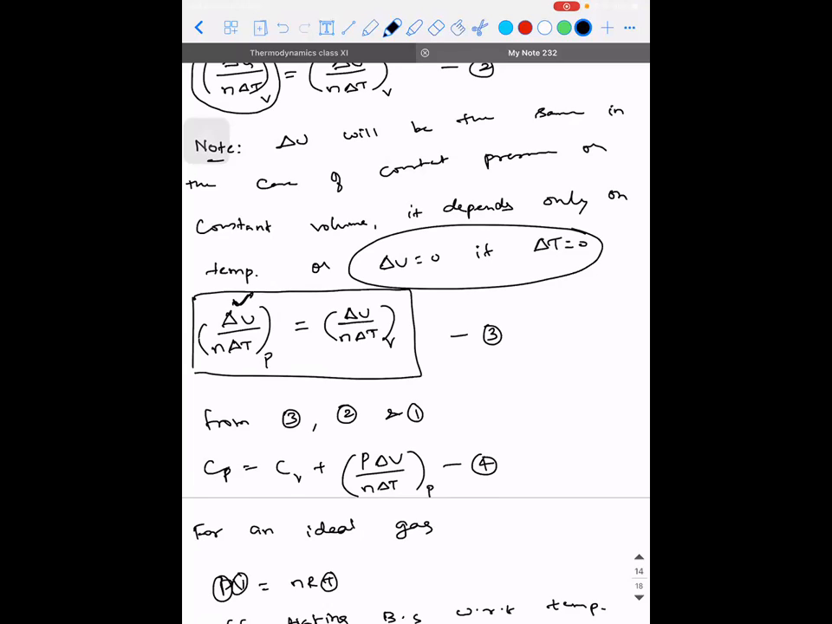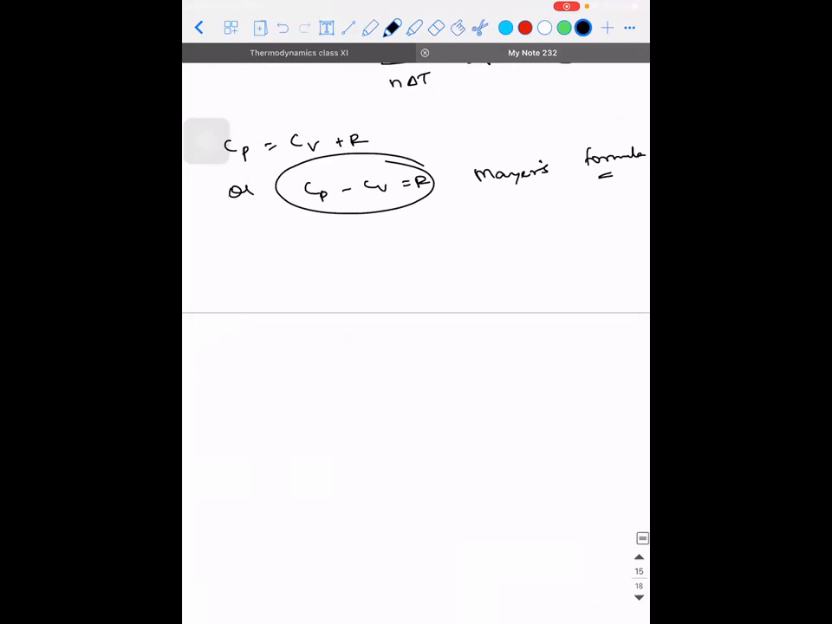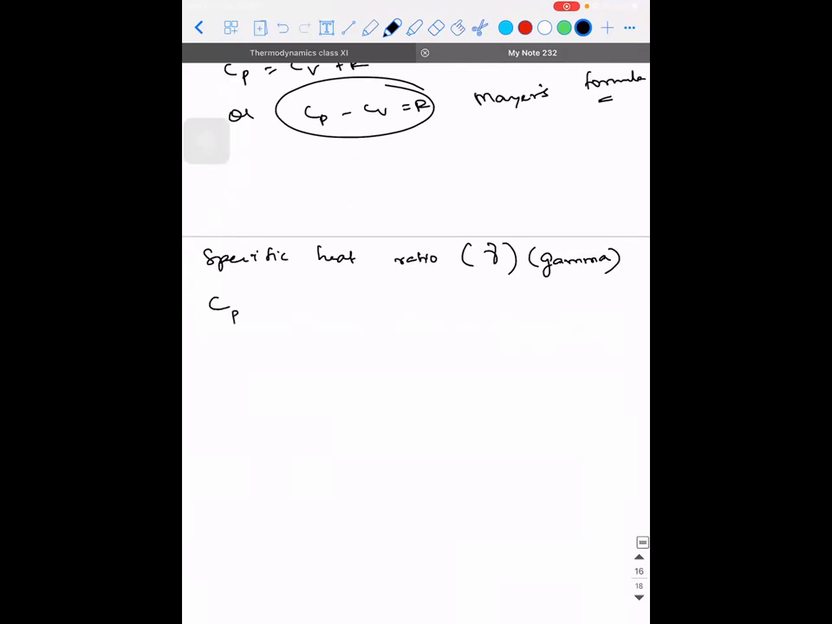Done, sir. Okay, there is a difference between Cp and Cv. That is, Cp minus Cv is equal to R. Similarly, there is another parameter called specific heat ratio, which is given by the symbol gamma. The ratio of molar specific heat at constant pressure to that at constant volume is a constant, which is called gamma, or you can call it specific heat ratio.